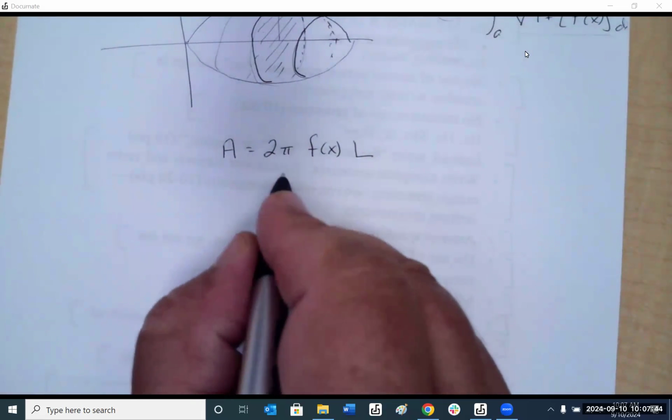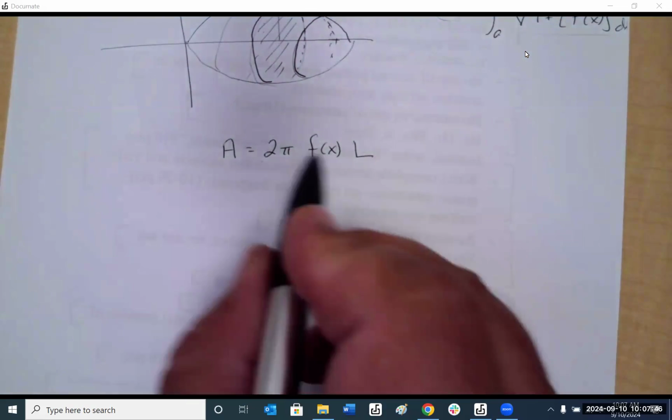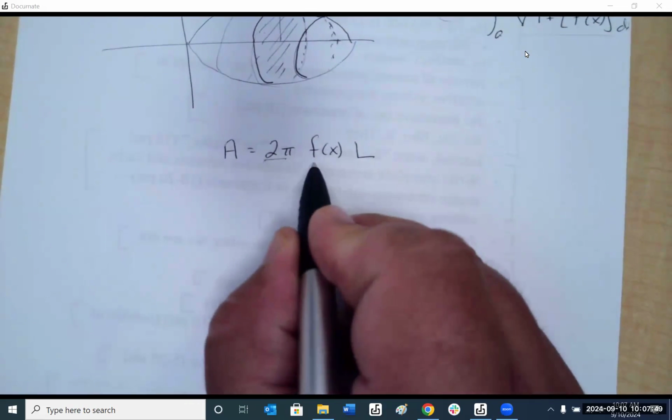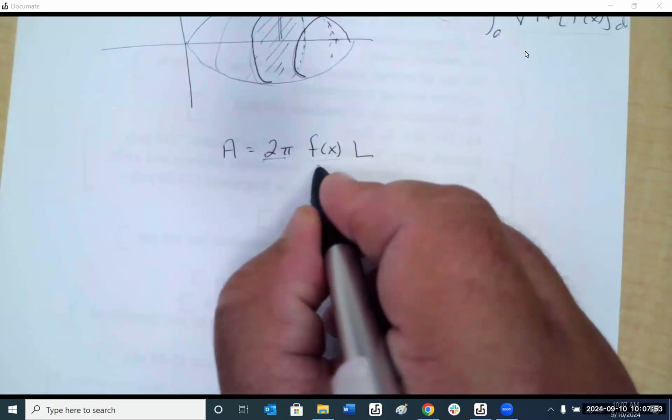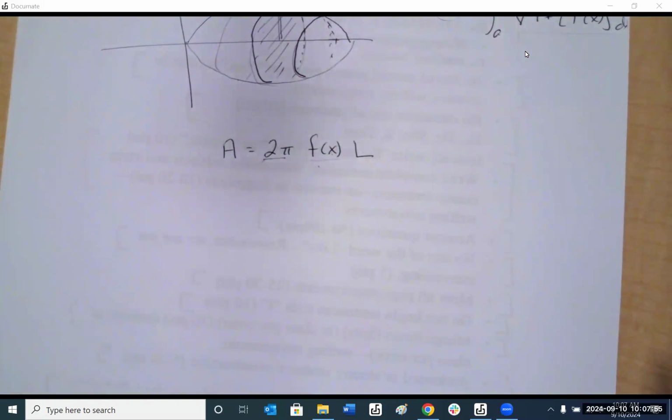No, all we look for is the outside. There's just the outer shell. Well, that's what, 2 pi r. This is the 2 pi. This is the length. So this is 2 pi r. The radius of this is this function. Okay, so that's pretty much what we need. Now we got to start building from there.